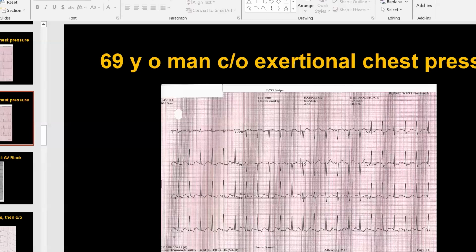Now, having said that, I do have a patient who had very rapid AFib and chest pain, and with the chest pain, he turned out to rule in. But usually that is not the case. That's an unusual case.